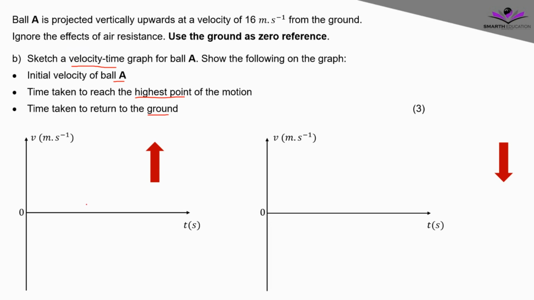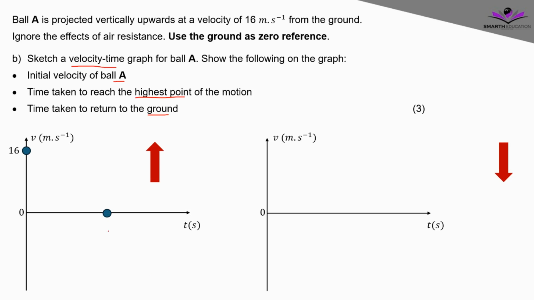Let me just explain further. Right now, if we take upwards as positive, the initial velocity is positive 16 meters per second, which is there. And then the graph must be decreasing here, because if you take upwards as positive, acceleration is negative, and acceleration is the gradient of the velocity time graph. So the graph must be decreasing. It's going down like this.